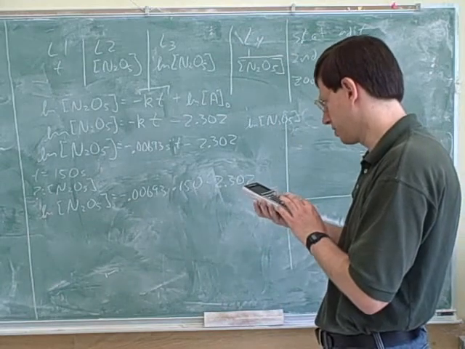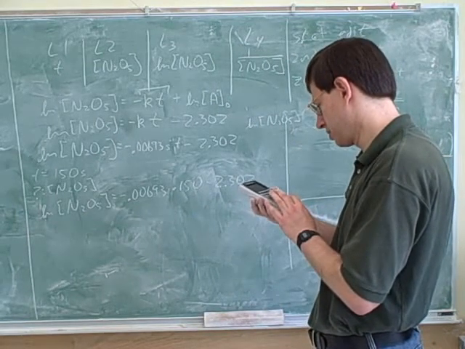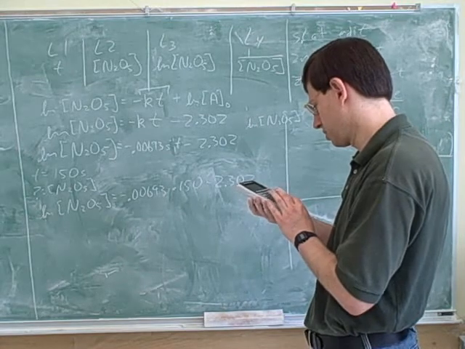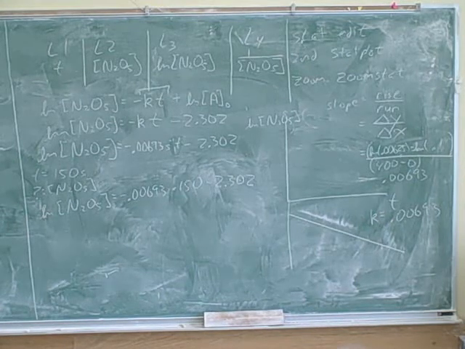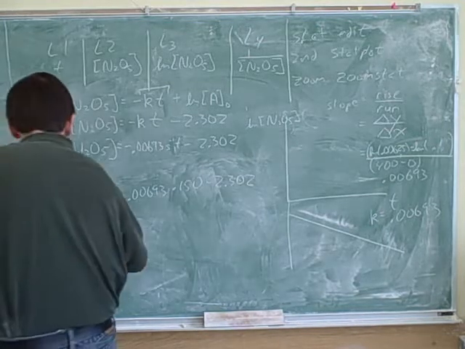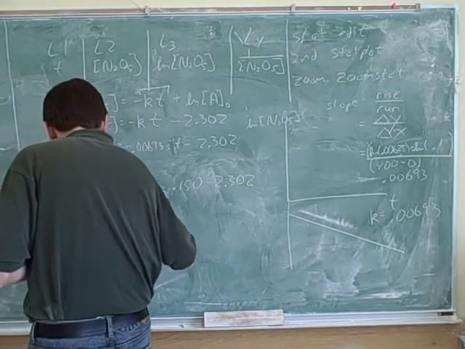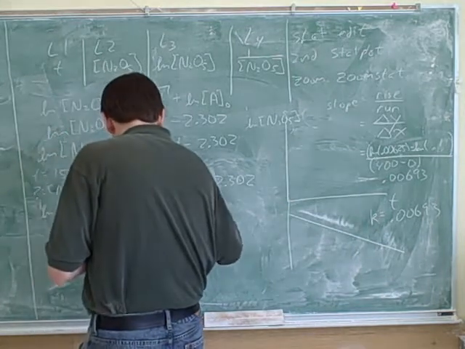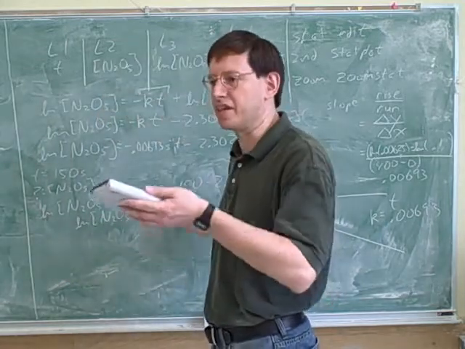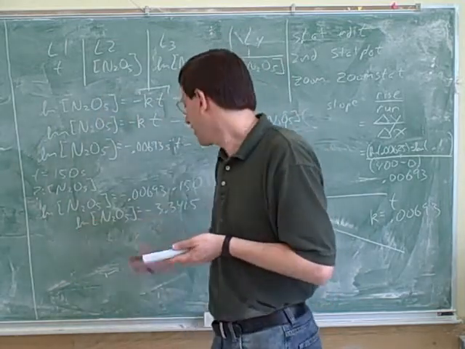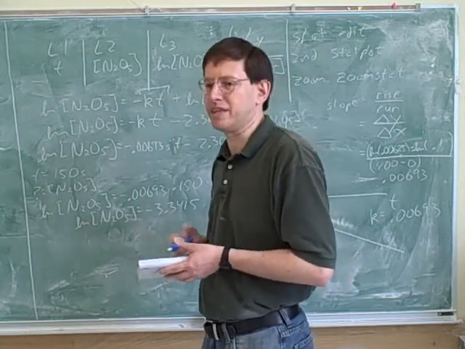So let's use our calculator. What number do we get there? Negative 3.3415. Natural log of N2O5 equals negative 3.3415. Good. But this isn't the answer, as I think you noticed, because this just gives us the natural log. How can we get this by itself? How can we rewrite this?